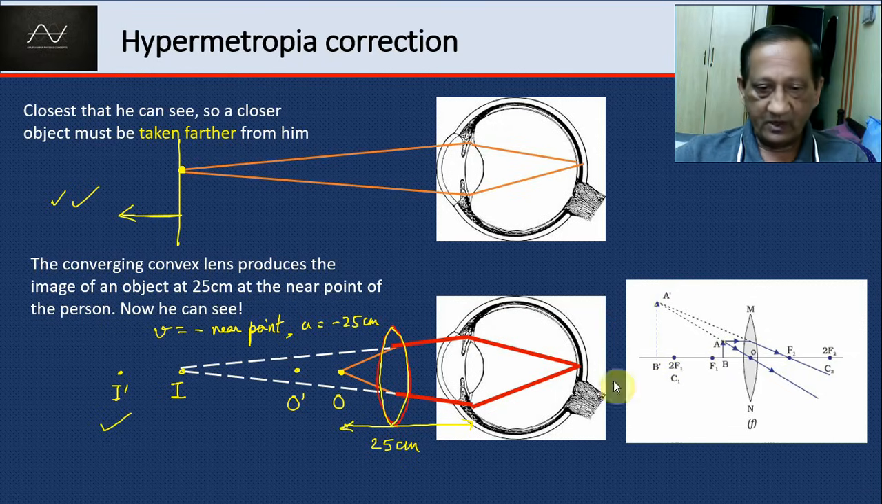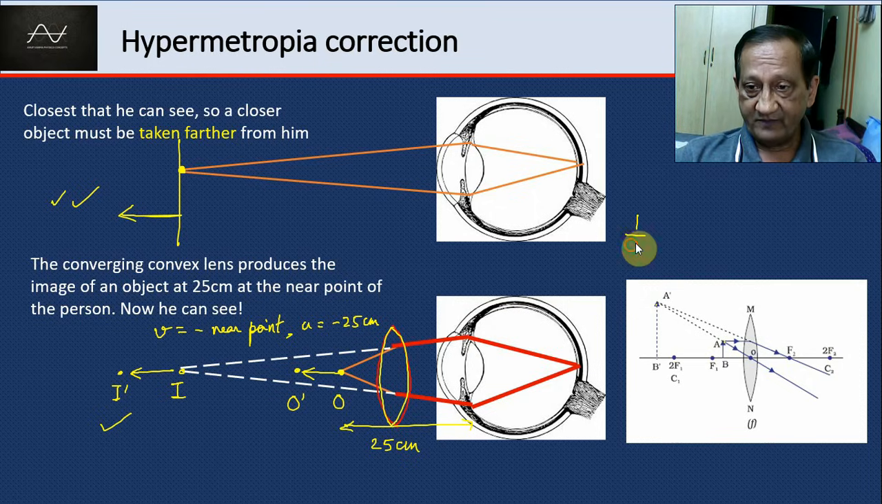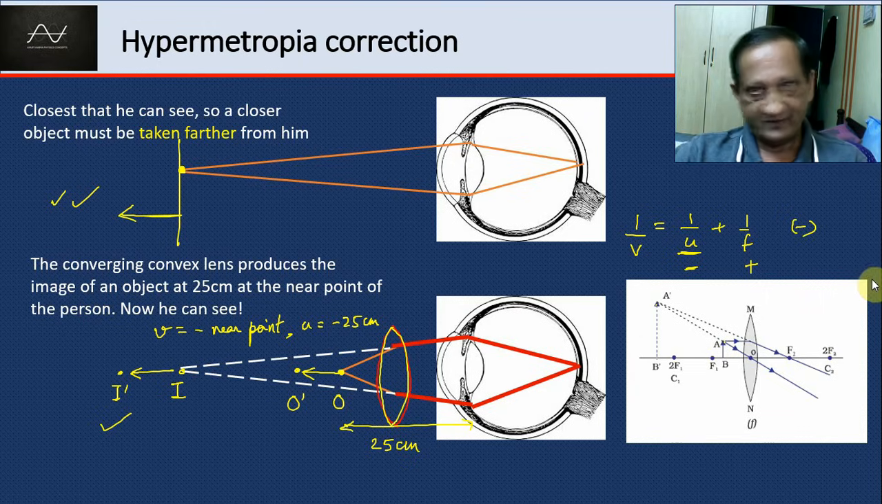Now, how do I say that if the object is moving farther away, then the image will also go farther away? Well, think of the lens formula. 1 by V minus 1 by U equal to 1 by F. So 1 by V is equal to 1 by U plus 1 by F, right? U is a negative quantity. The whole thing is a negative quantity. F is a positive quantity. But U is less than F in terms of magnitude. The object is placed between F and O. So U, magnitude-wise, is less than F. Therefore, it is overall a negative quantity. 1 by V is overall a negative quantity.